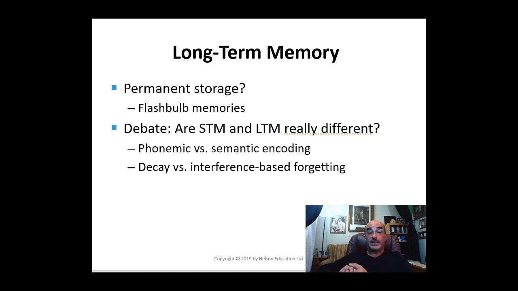We used to think that phonemic encoding occurred in short-term memory and semantic or meaning-based encoding occurs in long-term memory. Now we know both occur for both. We also used to think that decay occurred in short-term memory and interference occurred in long-term memory with regard to how we forget. But now it's unclear what exactly occurs in long-term memory, and it may indeed be both.